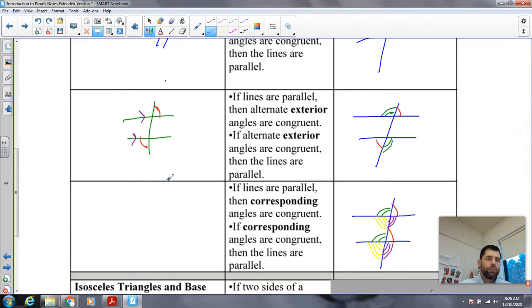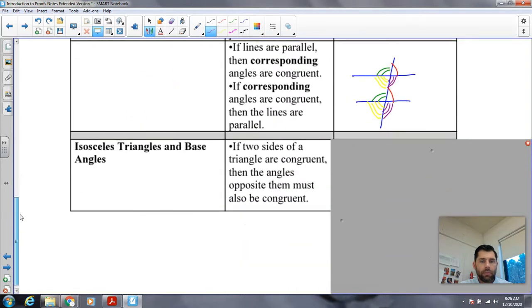So we can kind of prove parallel lines by using the angles. We can also prove the angles by using the parallel lines. It kind of goes both ways. Okay, so we're going to talk about that a lot more too.